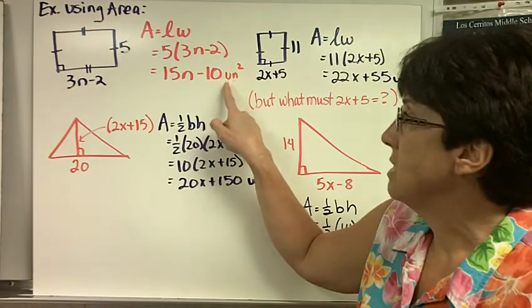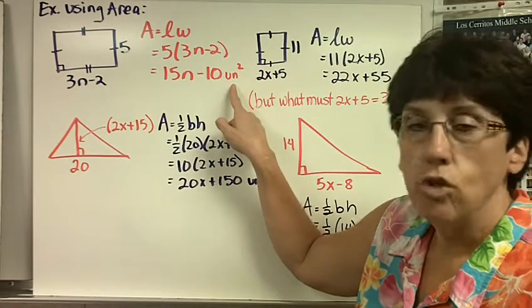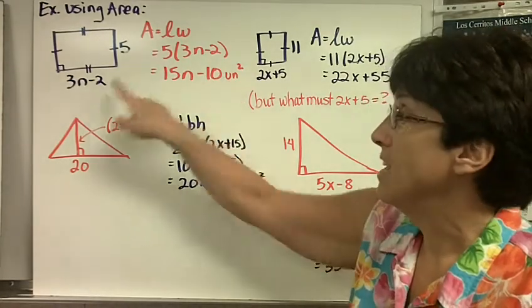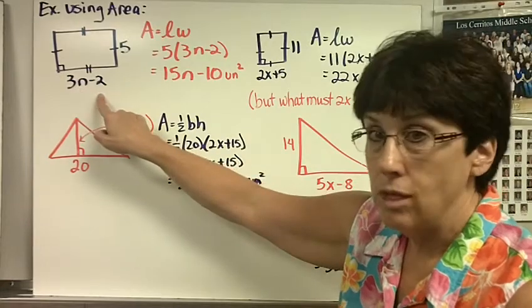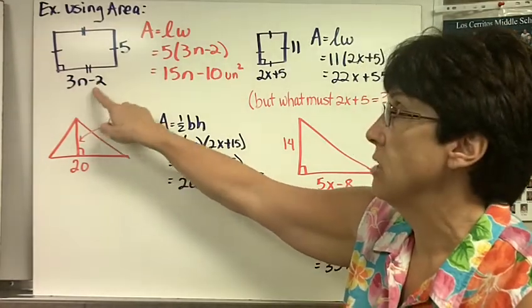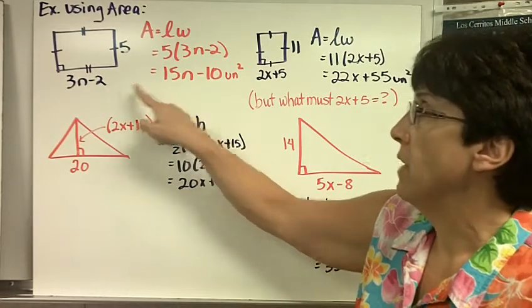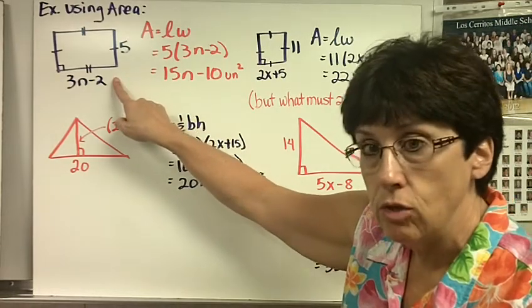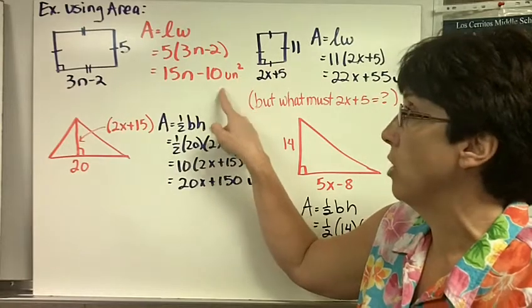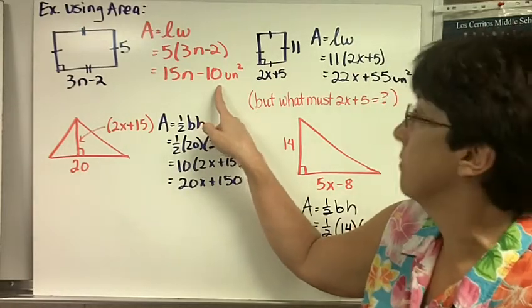Now, this says un squared. Un is the abbreviation of units. Did you notice I didn't tell you what the units are here? You don't know if they're centimeters or inches or miles. That'd be huge, wouldn't it? So if I don't tell you, or if the book doesn't tell you, in your answer you write units squared because area always needs a measurement.